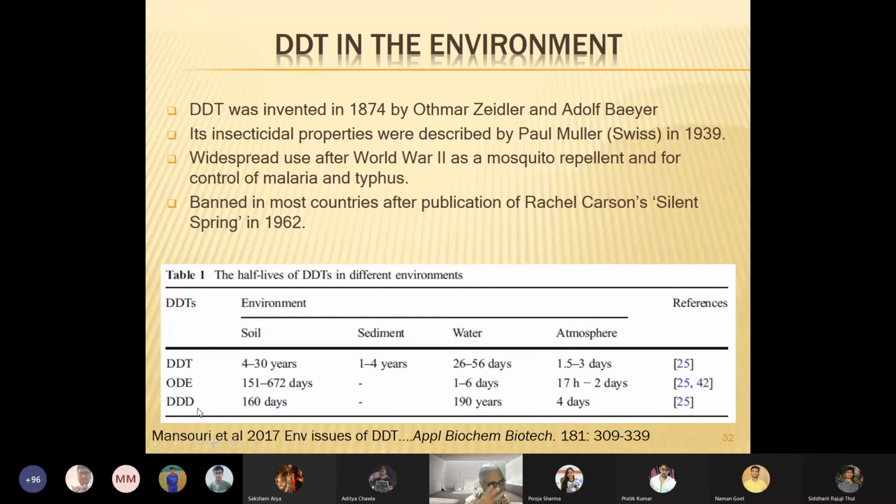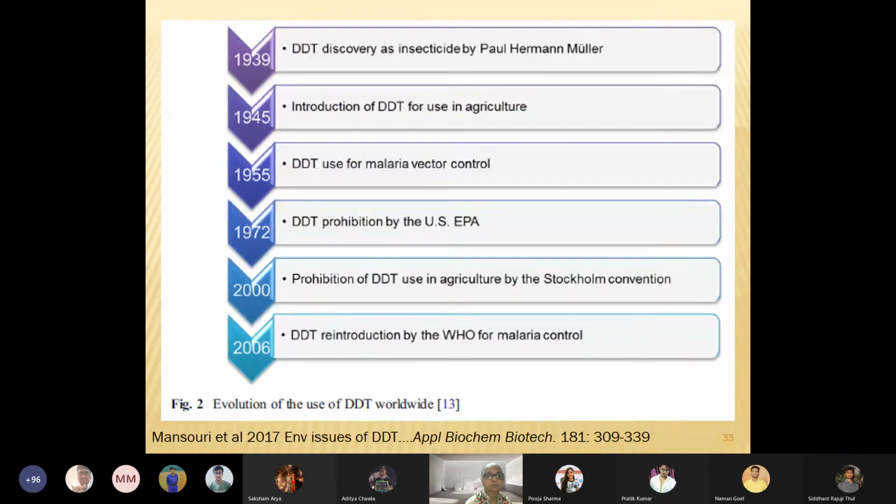These are the intermediates. As it starts degrading, it's not necessarily biodegradation. Biodegradation is one pathway, but there are other pathways as well. So these are the days that it takes for the intermediates to degrade. And these intermediates, some of them, can be equally or more toxic than the parent compound. So that is the thing that I wanted to mention about prohibition of DDT.